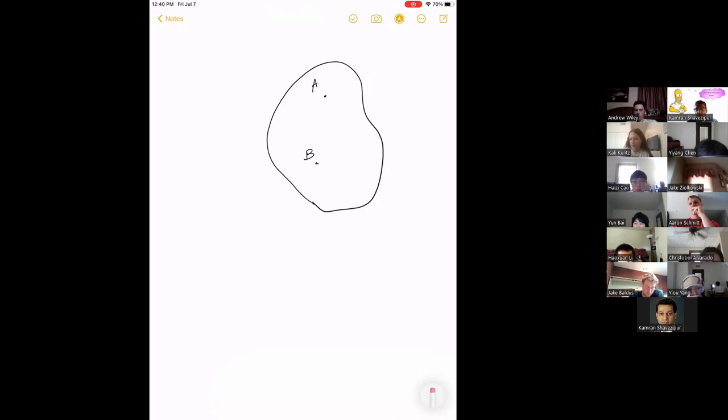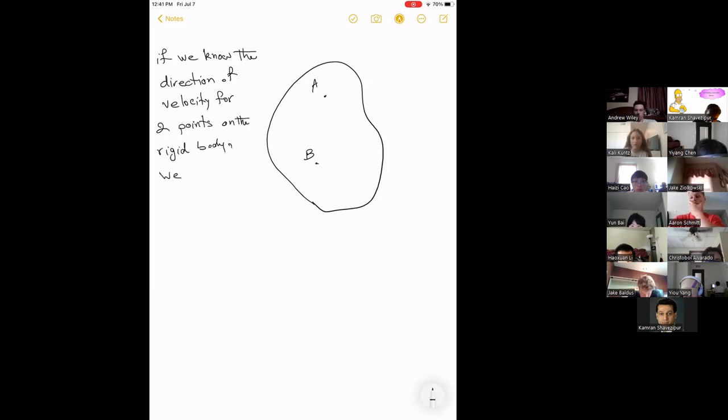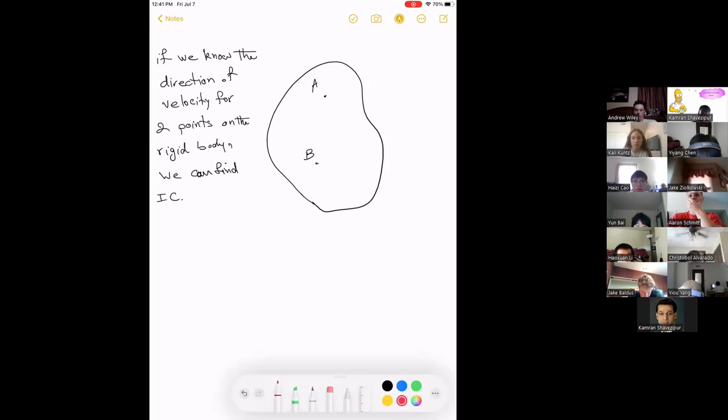If I know the direction of velocity for two points, I'm going to write this here. If we know the direction of velocity for two points on the rigid body, we can find IC. How? You remember, let's say, for example, A goes like the velocity of A is this.